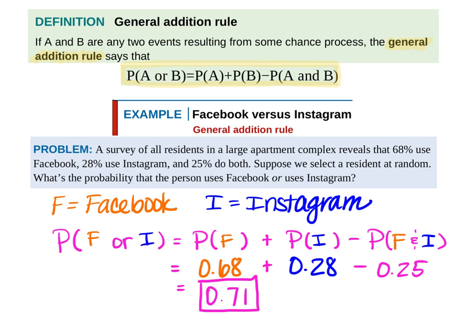So that means, using the general addition rule, I find the probability of Facebook, add the probability of Instagram, and subtract the combo. So Facebook was 68%. I'm going to turn that into a decimal. That's 0.68. And then Instagram is 28%, 0.28. Going to add those together and subtract the 25% or 0.25 that use both. And what do I get? 71% chance that the random person that I select uses Facebook or Instagram.